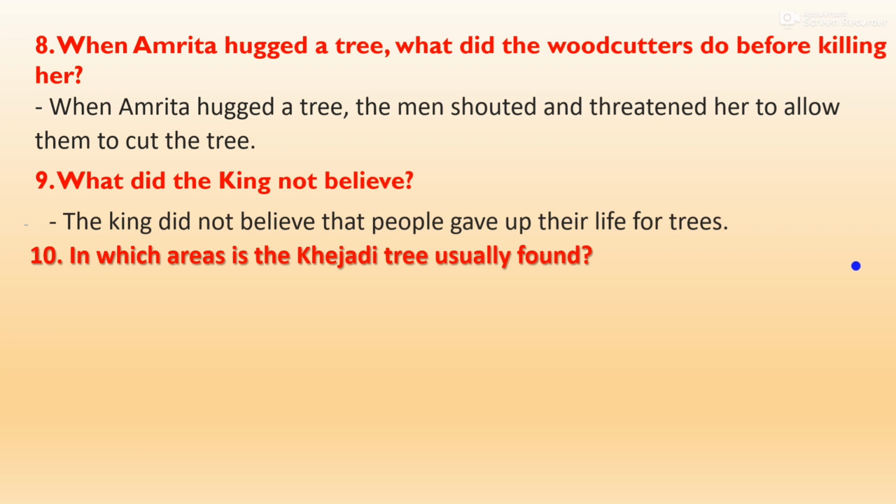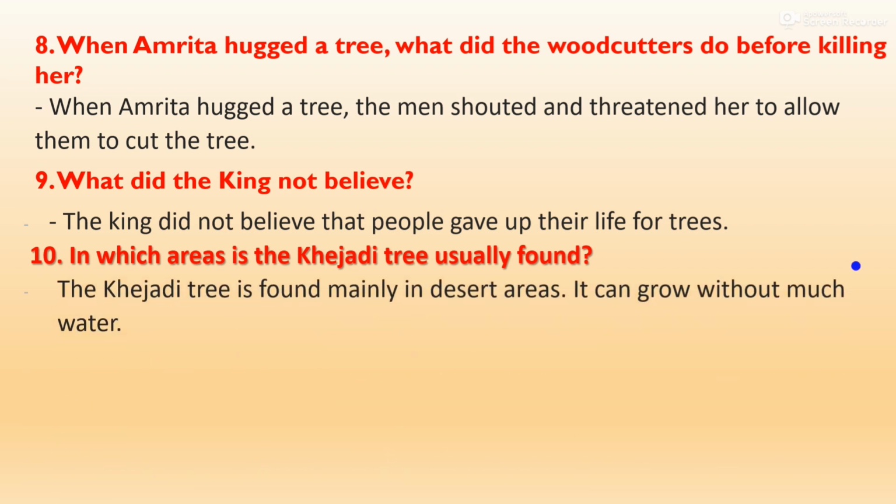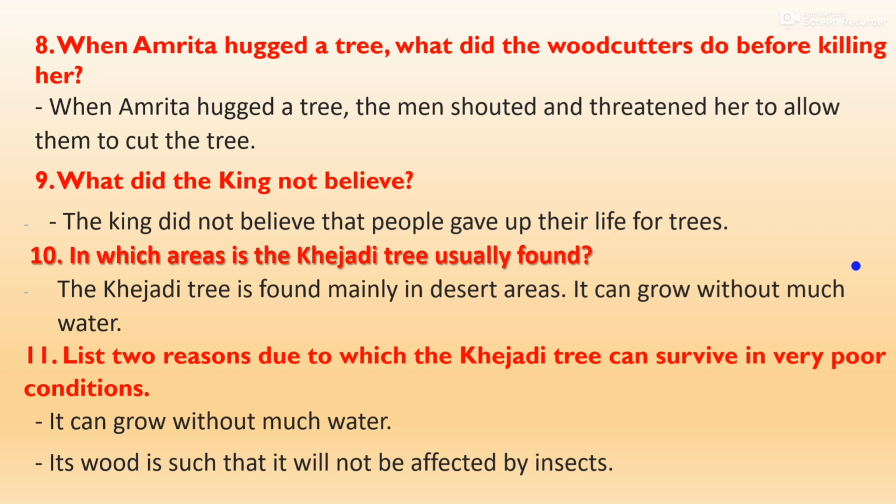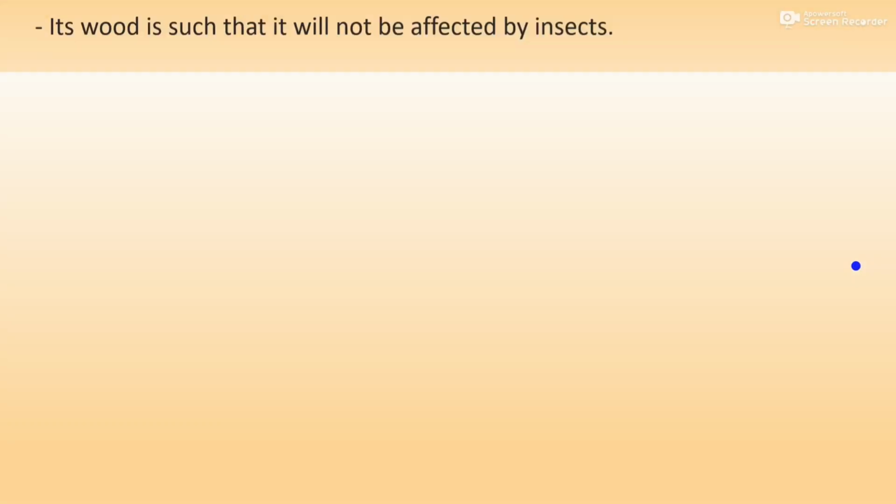In which areas is the Khejri tree usually found? The Khejri tree is found mainly in desert areas. It can grow without much water. List two reasons due to which the Khejri tree can survive in very poor conditions. It can grow without much water. Its wood is such that it will not be affected by insects. So these are the two good points about the Khejri tree. That's why the tree can survive in very poor conditions.